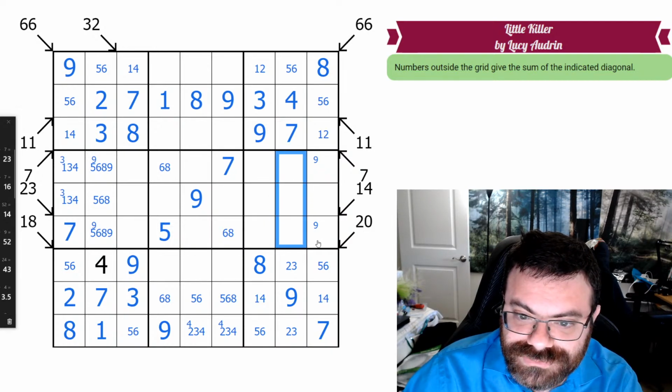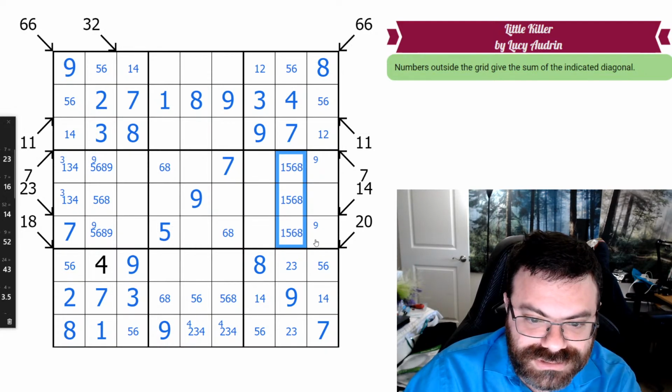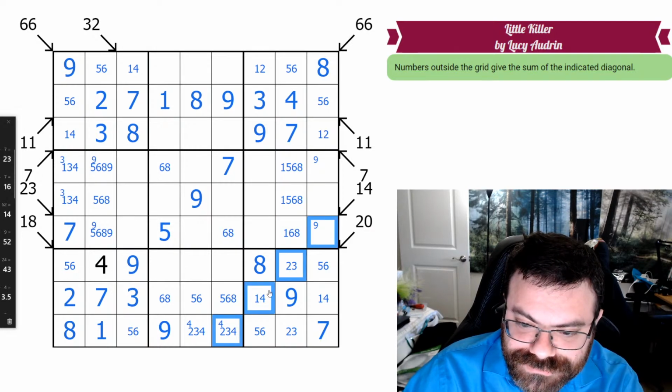Let's fill this as well. We need a 1. We have 2, 3, 4. We need 5, 6. We have 7. We need 8. 1, 5, 6, 8. That's not 5. There's a bunch of these. Let's see.